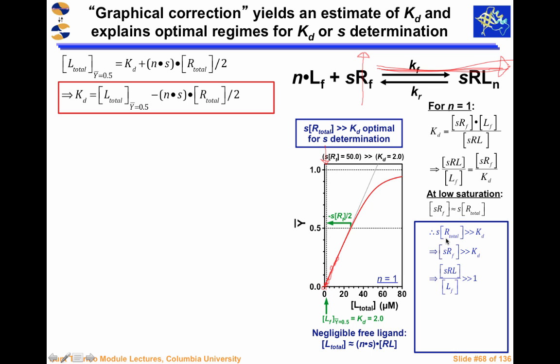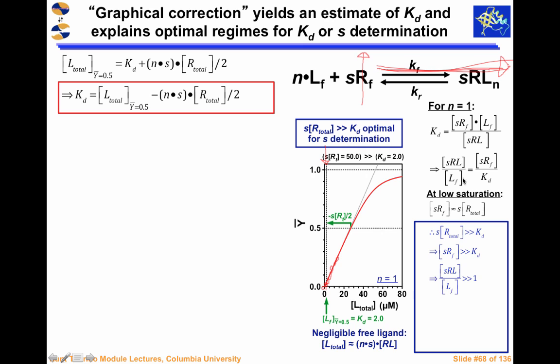Well, what does that mean? If [R]T is much greater than KD under these circumstances, [R]F is going to be much greater than KD, right? And so if [R]F is much greater than KD, this ratio is much greater than 1. And so [RL] over [L]F, which is given mathematically by [R]F over KD, is much greater than 1. At low saturation, the free receptor is about equal to the total. If the total is much greater than KD, the free is much greater than KD, this ratio is much greater than 1. And that means that the ratio of bound to free ligand is much greater than 1.